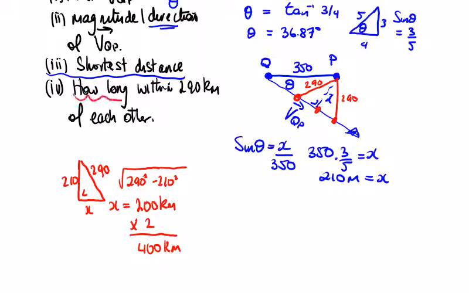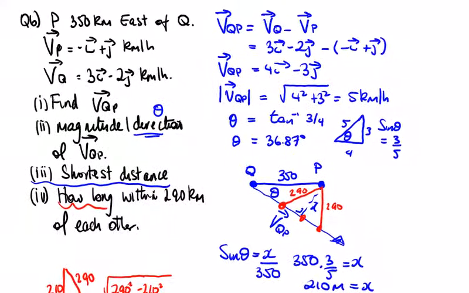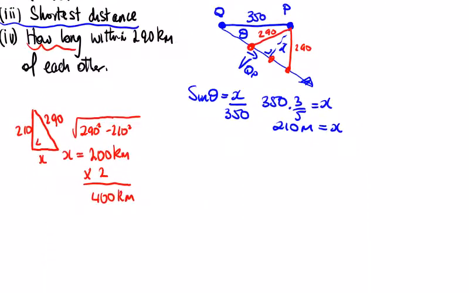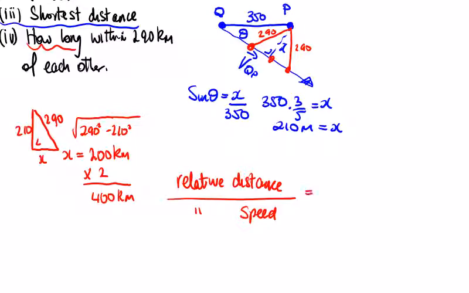These questions are always asked how long. So what was the relative speed? It was 5, wasn't it? So we have the relative distance over the relative speed, which is 400 divided by 5, which in this case is in hours. It's going to be 80 hours.